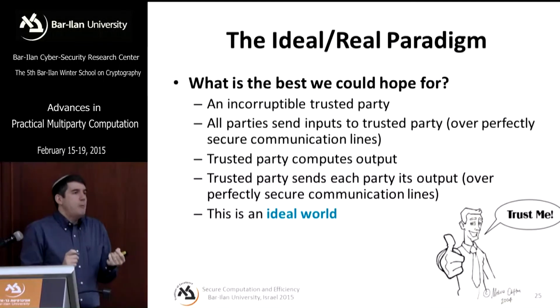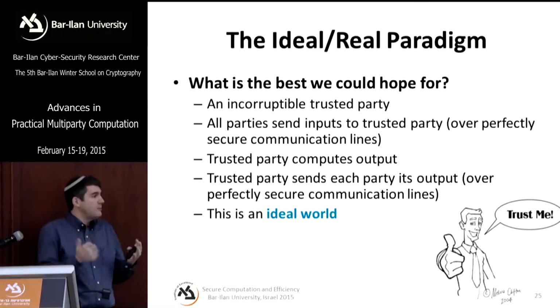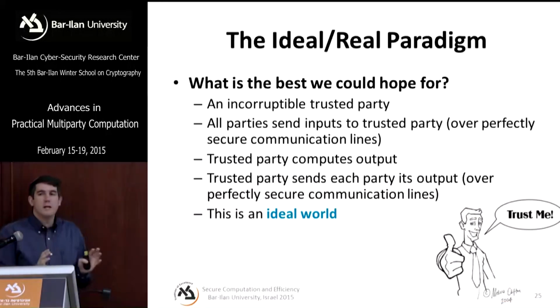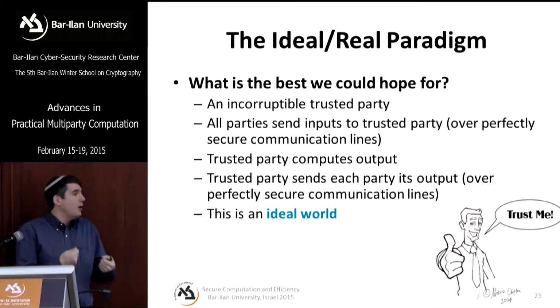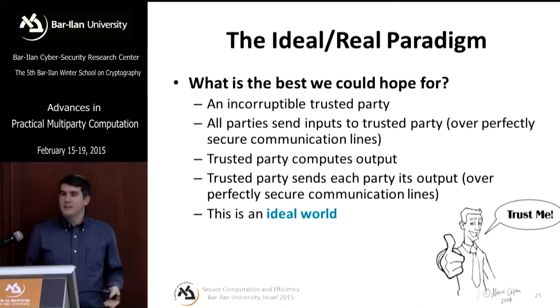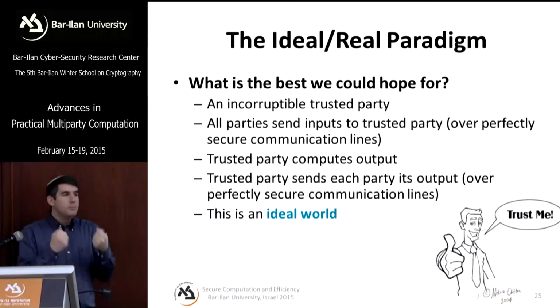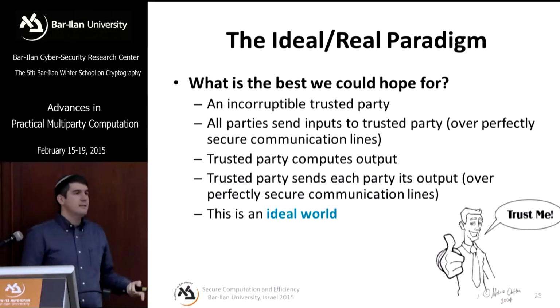Everyone only learns the output because the trusted party is not going to reveal anything but the output, because they're not corruptible. So obviously every party only receives the output, because they send their input to someone and get back the output, which is based on everyone's input but nothing else. What about correctness? It's clear again. The trusted party received input from everybody and computed the function correctly, so we have correctness.